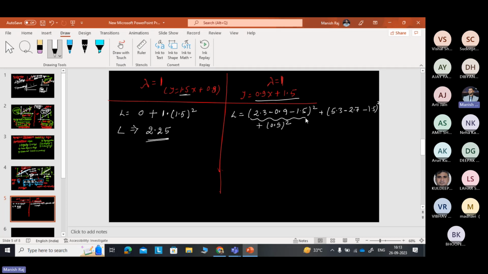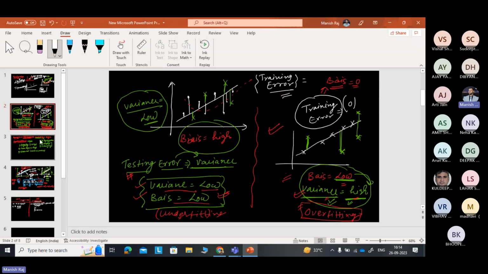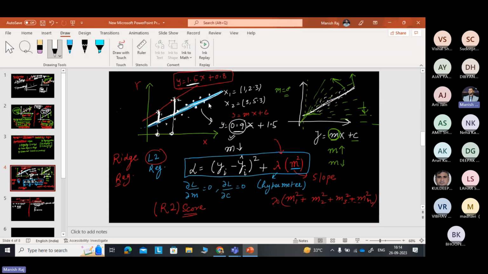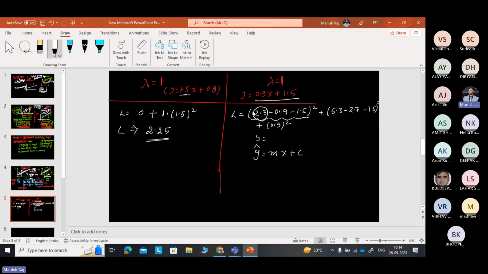From where is it coming? Try to understand the equation y = mx + c. This is the y cap, and the actual y is given to you. First y you can see is 2.3. So I am putting 2.3, and after that I am putting the value x equal to 1 here. The value will come here. So that is the square thing.